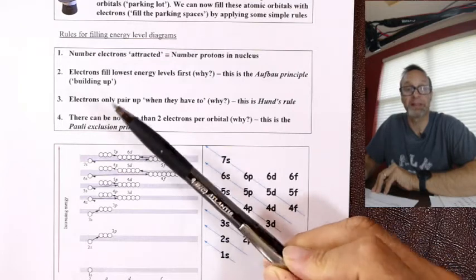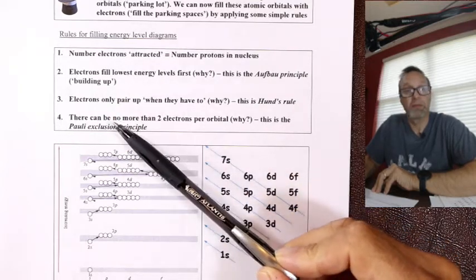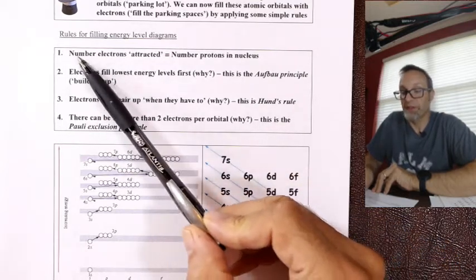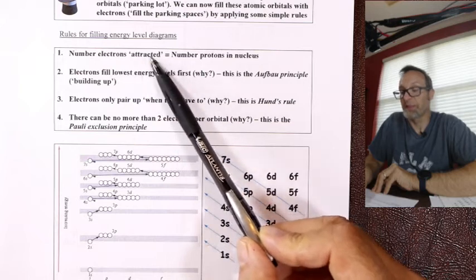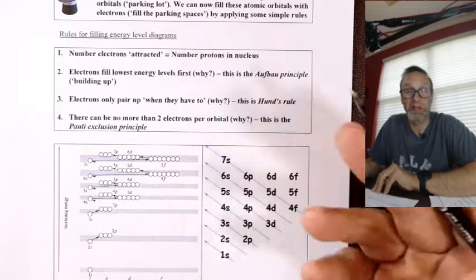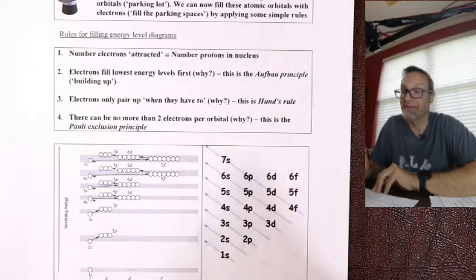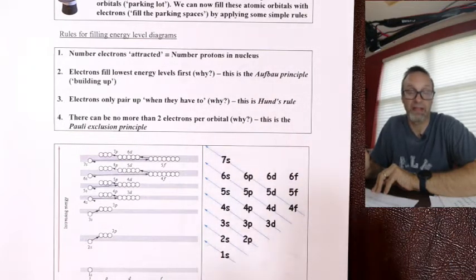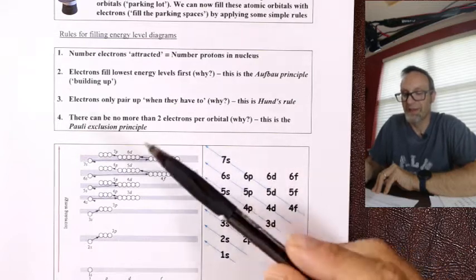So the basics remain the same. A lot of this carries over from the dot diagrams. First things first, the number of electrons attracted, so to speak, is the same as the number of protons. Saw that before. Hydrogen has 1 electron. Why? It has 1 proton, atom is neutral. Carbon has 6 electrons. It has 6 protons, atom is neutral. Okay, all right.